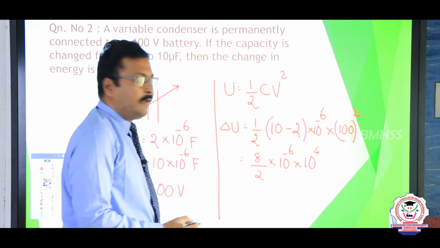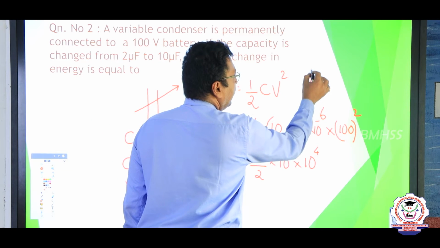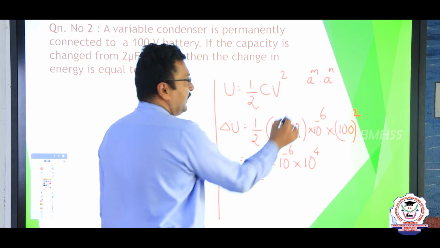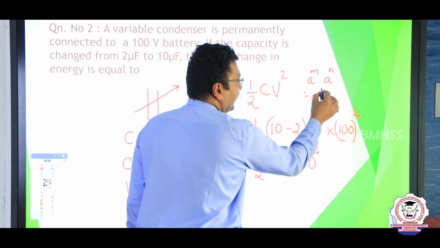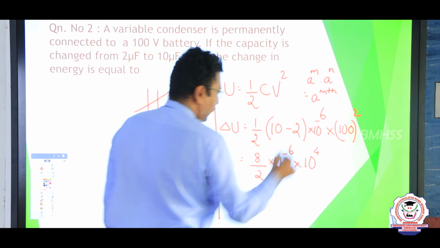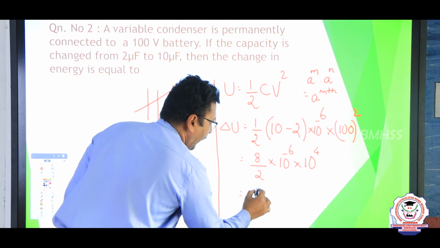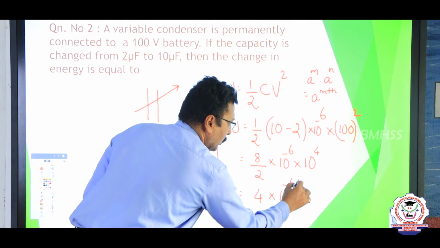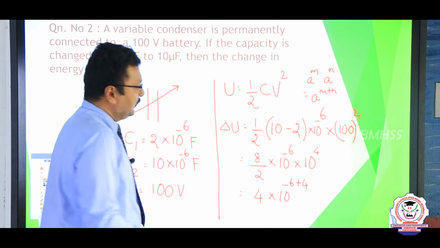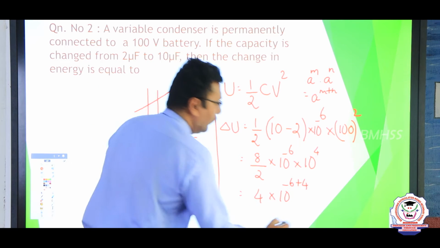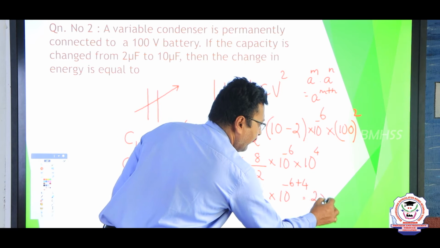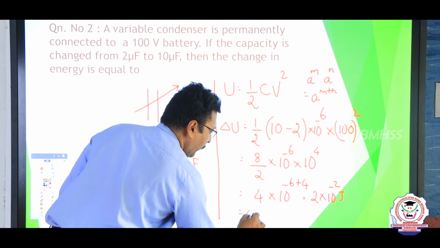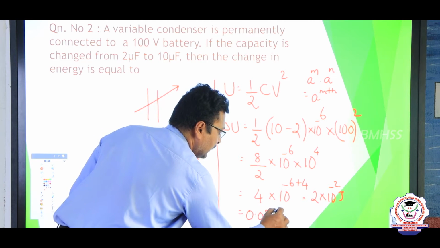Suppose you have a power m into a power n, please recall that a power m into a power n is equal to a power m plus n. Apply this rule here. 8 by 2 is 4, so 4 into 10 to the power minus 6 plus 4. 10 to the power minus 6 plus 4 is minus 2. So you get 2 into 10 to the power minus 2 joules, that is equal to 0.02 joules. This is the change in energy.